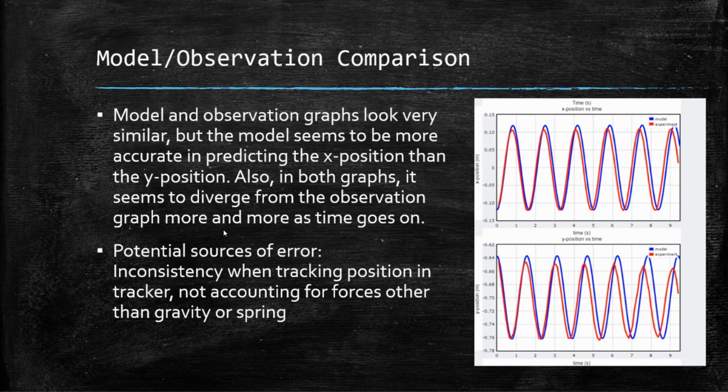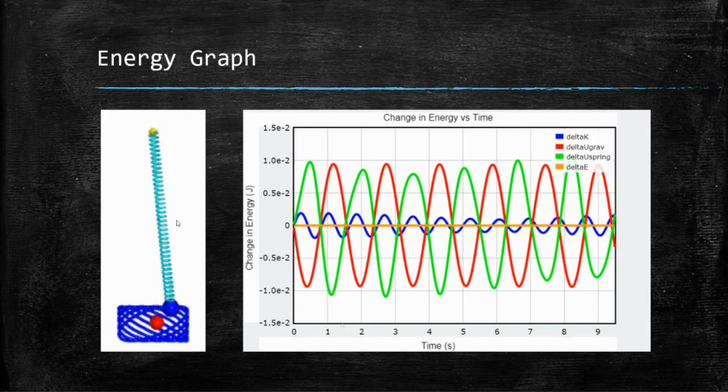Some potential sources of error that could cause this are inconsistency when tracking the position in Tracker, like it may not have been exactly at the center of mass for each frame, and also not accounting for forces other than gravity or spring forces, like drag or some other hidden force. Here's just a picture of the final path that the object took during the time interval in the model. And right here's the energy graph that shows all three types of energy, and then the total, the delta E in the middle, which is obviously 0 throughout the entire model.